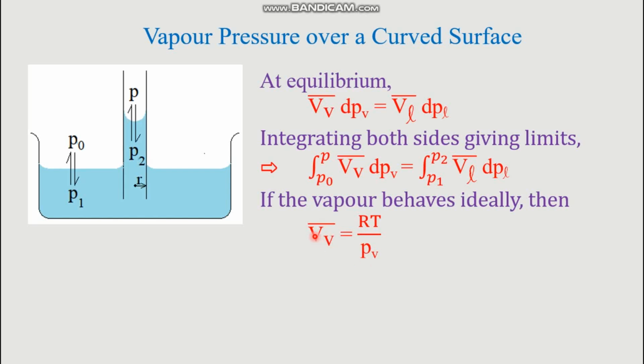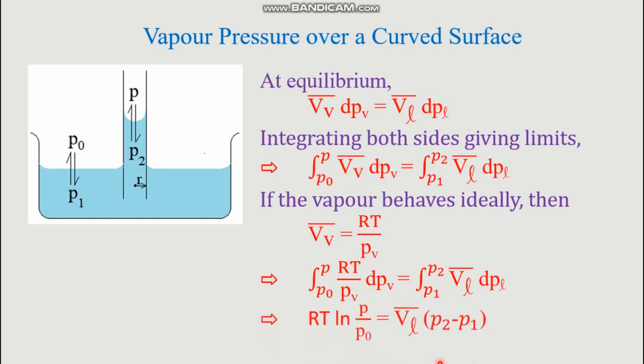For the vapor it is V_V bar equals RT by P_V. So we just put this value in place of V_V bar; we have put RT by P_V. So here RT by P_V is appearing instead of V_V bar. And now the integration proceeds as follows.